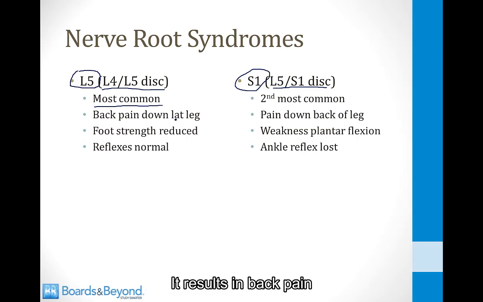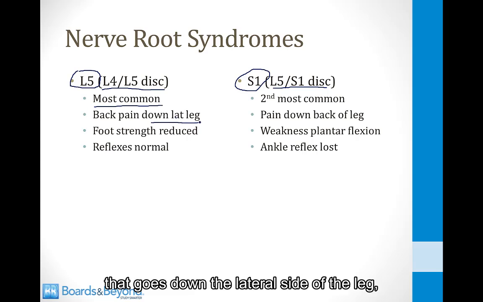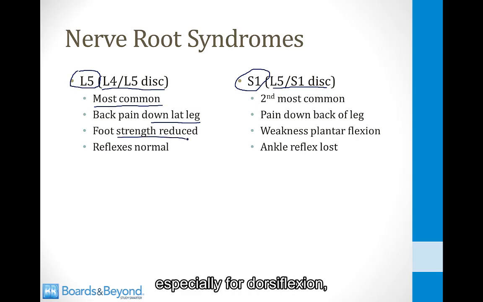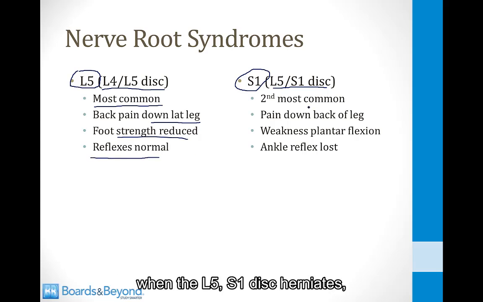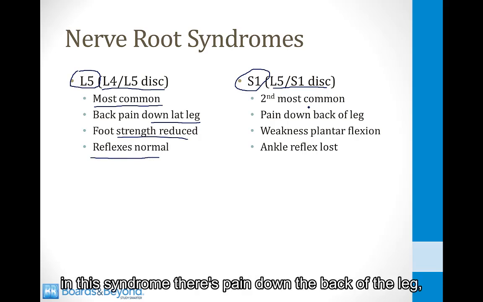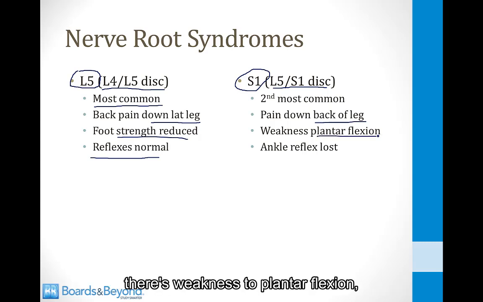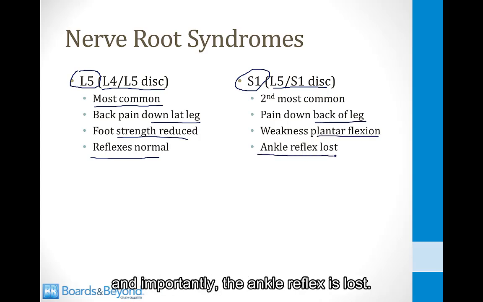The L5 nerve root syndrome is the most common nerve root syndrome that occurs in herniated discs. It results in back pain that goes down the lateral side of the leg. The foot strength is reduced, especially for dorsiflexion. The reflexes will be normal. The second most common nerve root syndrome involves S1 when the L5-S1 disc herniates. In this syndrome, there's pain down the back of the leg, not the lateral leg. There's weakness to plantar flexion.